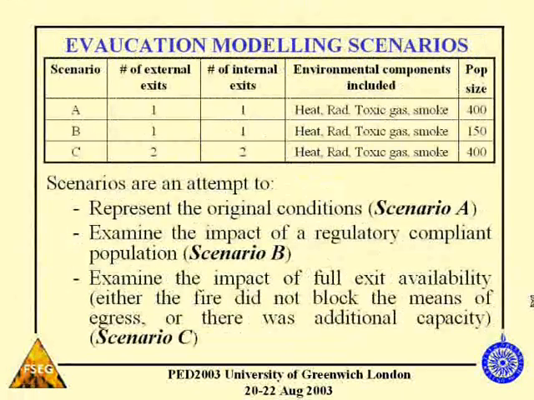We looked at 3 scenarios. Effectively, scenario A attempts to reproduce the situation. Scenario B looks at a regulatory compliant population. So instead of having 450 people in there, sorry, instead of 400, we had 150 people. And scenario C looks at the 400 people, but now we've added an additional staircase to see what might have happened.